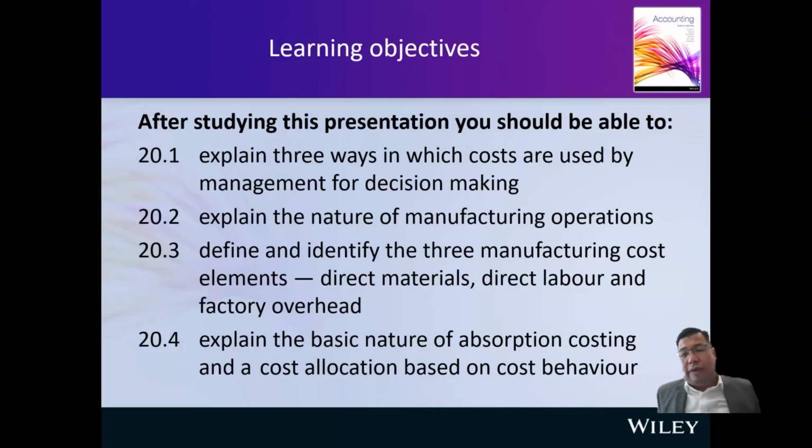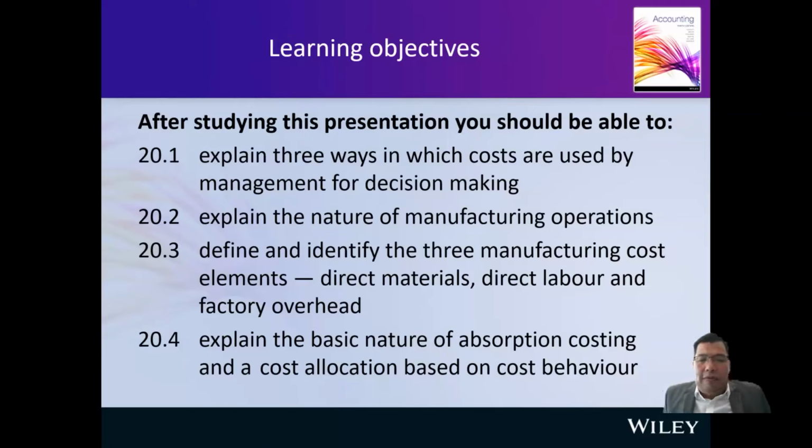I did give some introduction, some idea about manufacturing, so I'm going to give more. Number three, I'm going to define the manufacturing cost, whereby we can split the cost into direct material, direct labor, and factory overhead. There are three basic costs there: direct material, direct labor, and factory overhead.